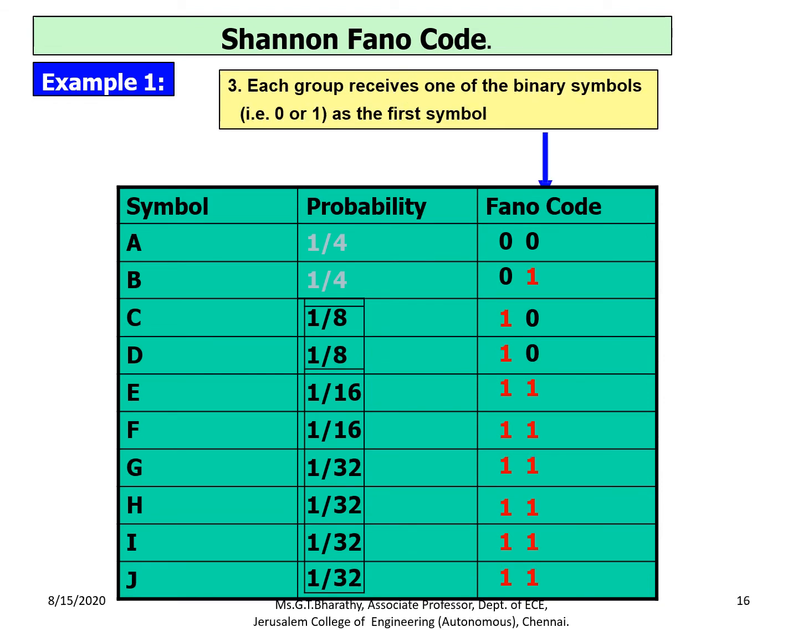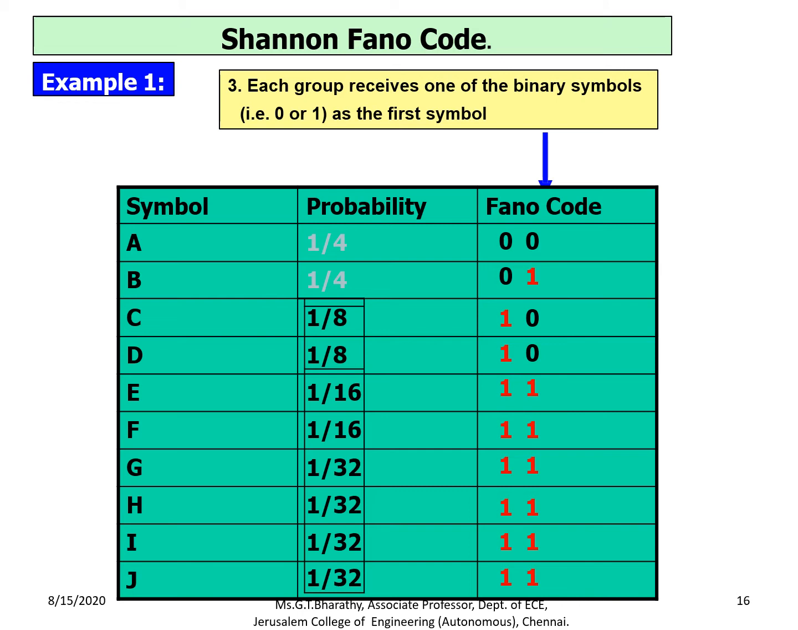So separated, we are combining these two 1 by 8 as one group. This 1 by 8 plus 1 by 8 will give you one value, which is equal to the summation of all these probabilities: 1 by 16 plus 1 by 16 plus 1 by 32 plus 1 by 32 plus 1 by 32 plus 1 by 32 gives one probability equal to the summation of these two probabilities. So we are giving 00 to the top portion, and for all the bottom portion we are giving 1. So this is the second stage.